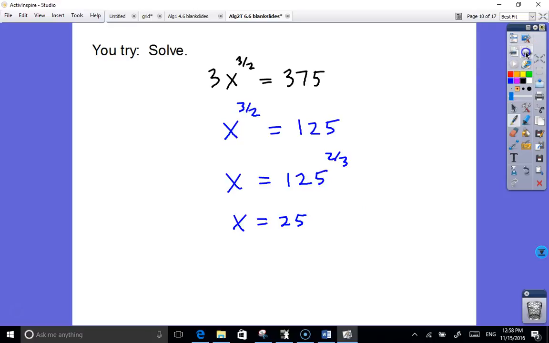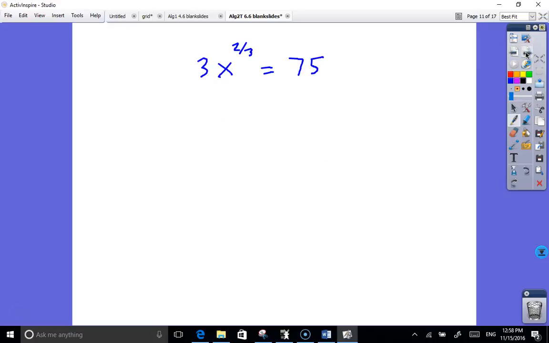I'll show you. It's not critical, but if I have 3x to the 2/3 equals 75, similar problem, right? I would first start out, I divide by 3, right? So I get x to the 2/3 equals 25.